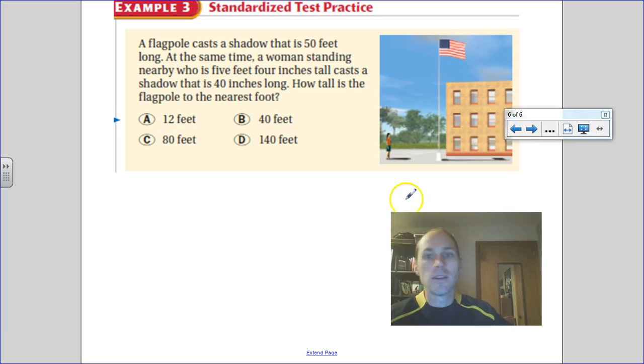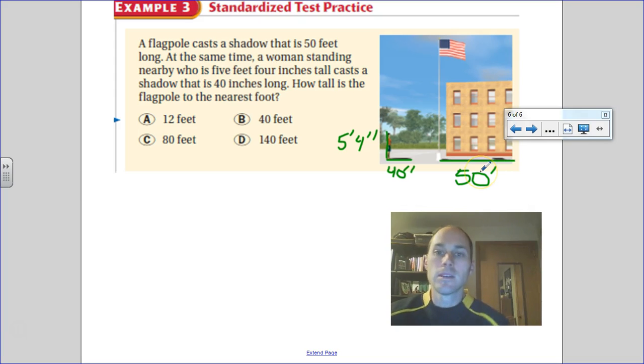Let's apply it. Let's say that you're standing outside on a nice sunny day, by the flagpole outside school. The flagpole casts a shadow that's 50 feet long. And you're wondering to yourself, how tall is that flagpole? Well, you know how tall you are: you are 5'4", and your shadow you measure is 40 inches. So how tall is the flagpole?